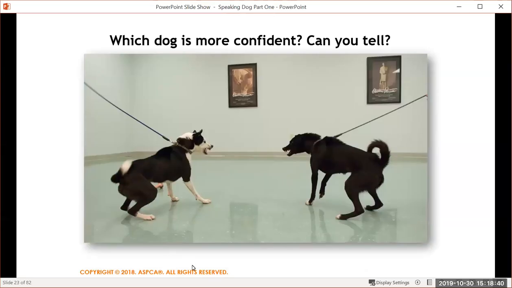So having heard that, this is not a dominant submissive interaction, obviously, but can you tell which dog is more confident in this interaction?